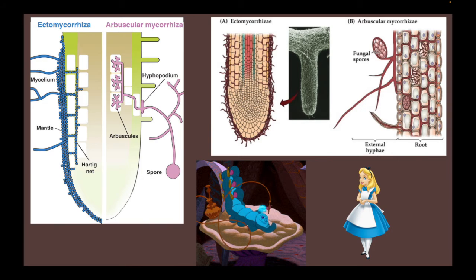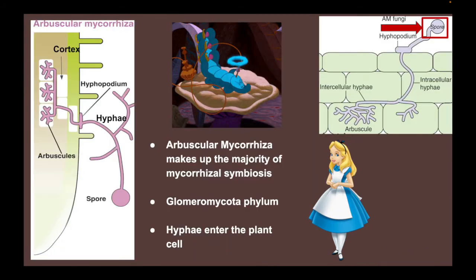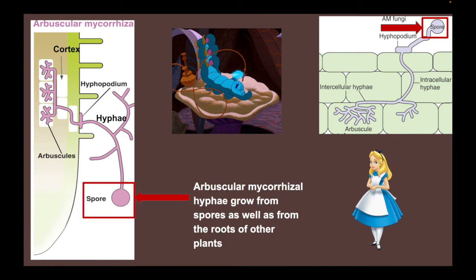There are 2 main types of mycorrhizal fungi involved in this symbiosis: arbuscular mycorrhizae and ectomycorrhizae. Arbuscular mycorrhizae, also known as endomycorrhizae, involve fungi within the Glomeromycota phylum and have a range of hosts including angiosperms, gymnosperms, ferns, and liverworts. This fungi makes up the majority of mycorrhizal symbiosis. The arbuscular mycorrhizae enter the plant cell and form tree-like structures with their hyphae. These hyphae grow from spores as well as the roots of other plants.